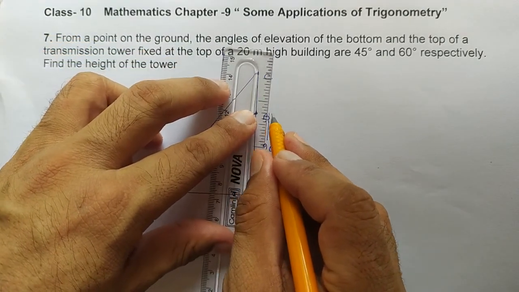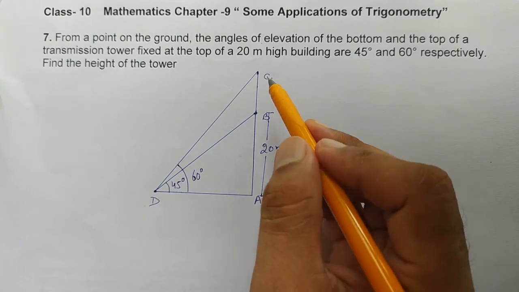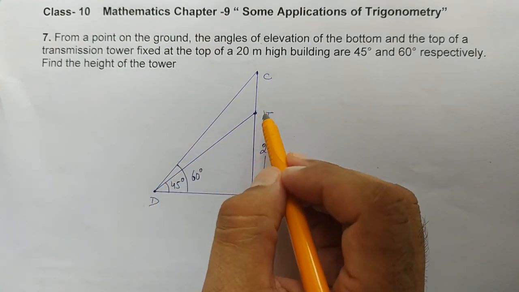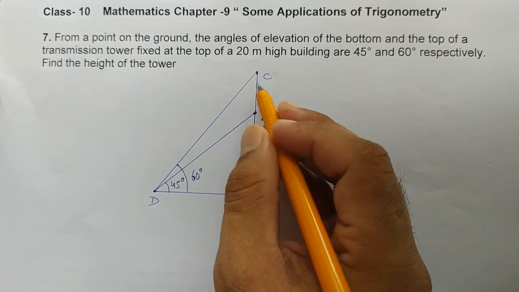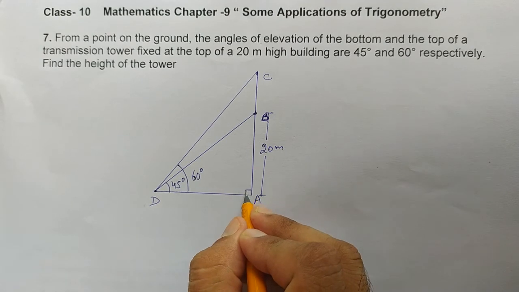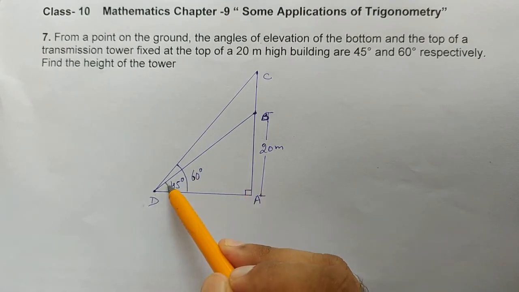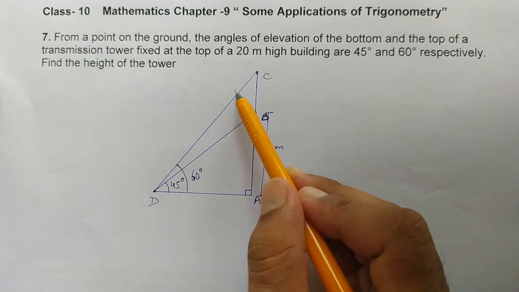So you can take this height as 20 meters, and we have to find out the height of the tower. BC we have to find out, the transmission tower length. It's a right angle triangle. There are two right angle triangles. See here, right angle triangle ABD and right angle triangle ACD.